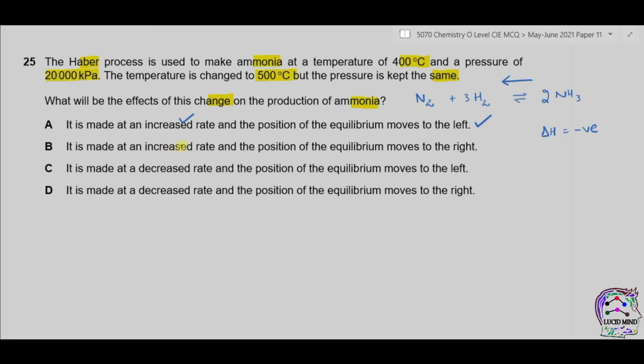Part B, it is made at an increased rate and the position of equilibrium moves to the right. This is incorrect because the reaction is exothermic. Part C, it is made at a decreased rate. This is incorrect for increase in temperature, because temperature increases the kinetic energy, which increases the rate of chemical reaction. Correct answer is therefore part A.